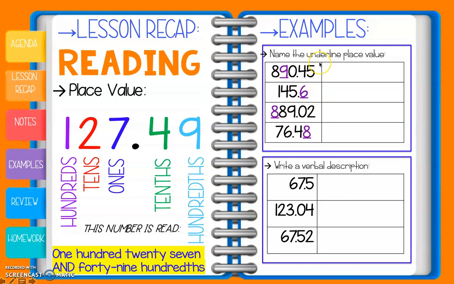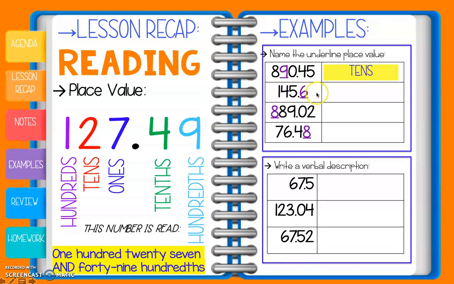Over here it says name the underlined place value. So this is just kind of like an underpinning. This is something we just need to review. So if I look at the 9, it's our underlined place. It's 2 spaces in our whole number direction, and so we know that that is in our tens place.